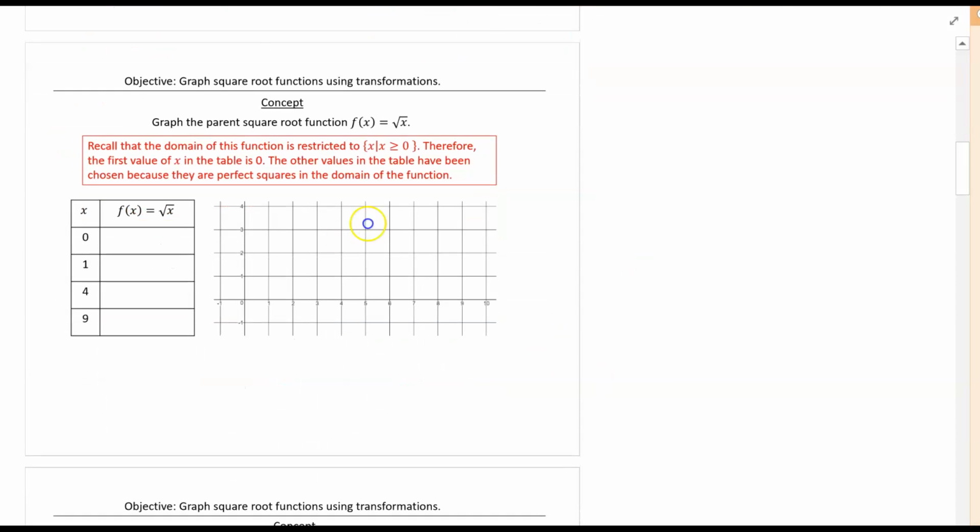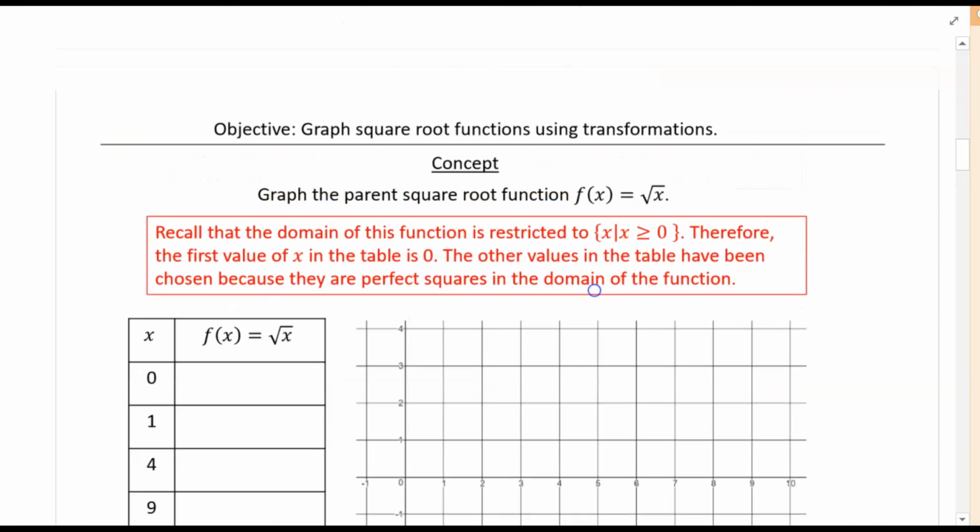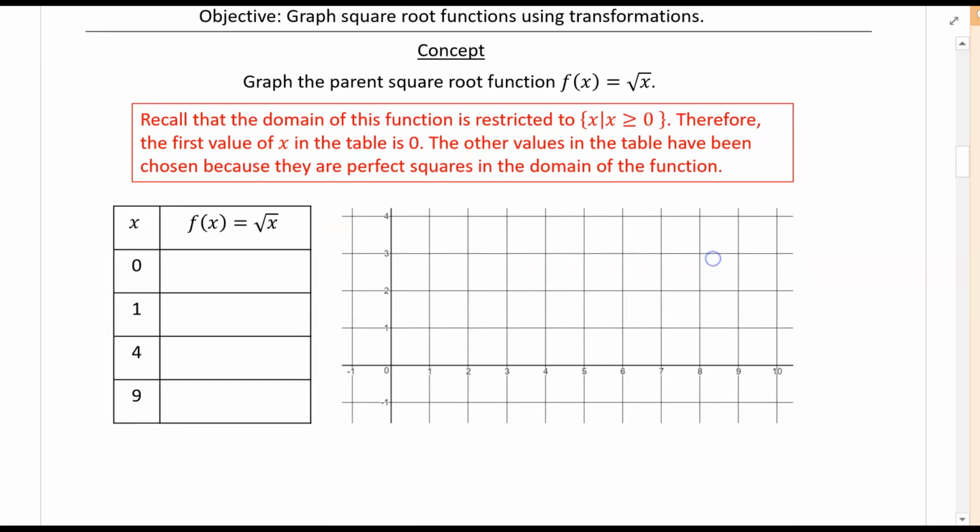All right. So for today, we're going to have to be graphing square root functions. So we need to draw the parent function first. So for the parent function, we're going to have to plug into the equation, which is over here. The f of x equals square root of x. That is the parent square root function.